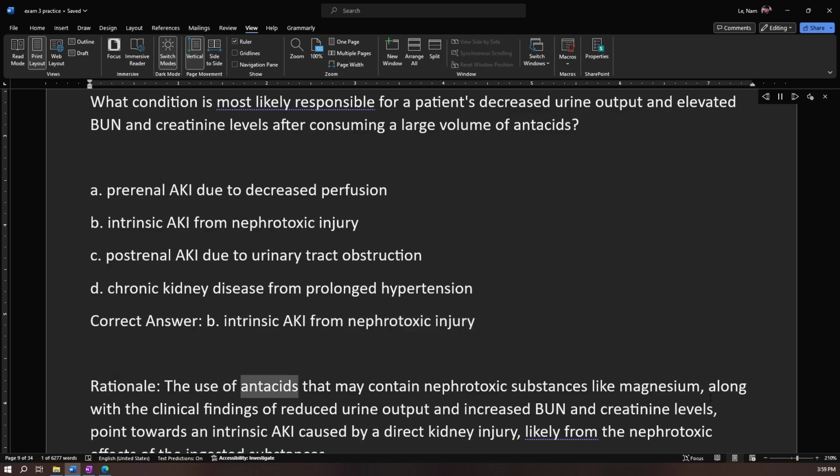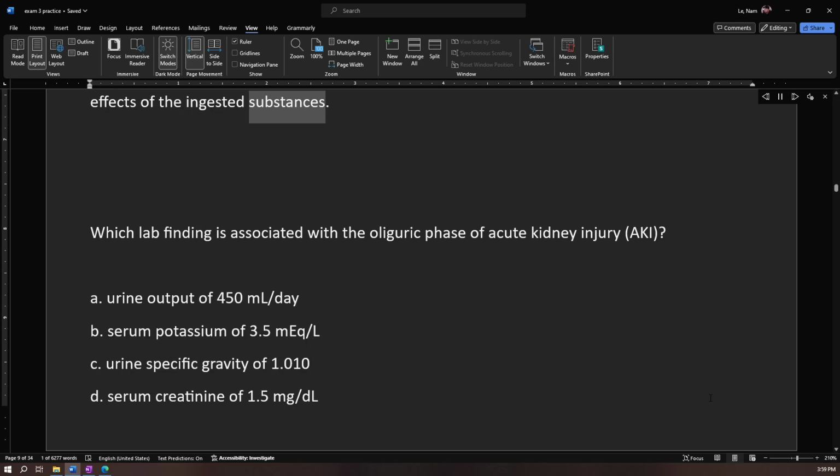Rationale: the use of antacids that may contain nephrotoxic substances like magnesium, along with the clinical findings of reduced urine output and increased BUN and creatinine levels, point towards an intrinsic AKI caused by a direct kidney injury, likely from the nephrotoxic effects of the ingested substances.